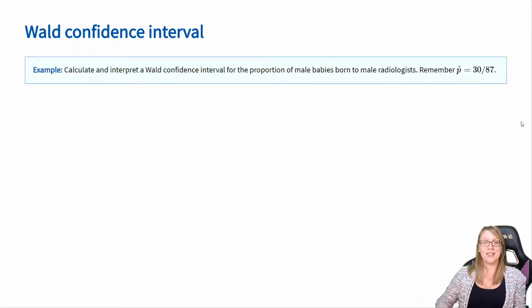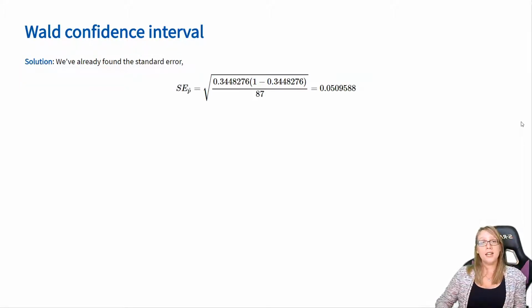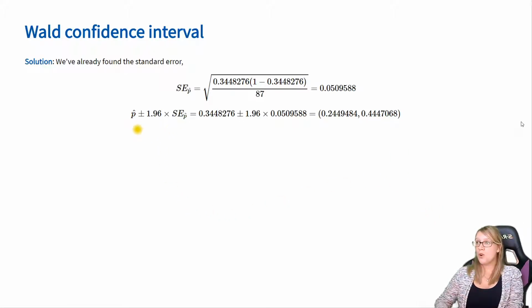So let's calculate this interval. We've got our standard error, 0.05. We'll add and subtract 1.96 times the standard error to our sample proportion p hat. So we get 0.345 plus or minus 1.96 times 0.05. We get a confidence interval here that ranges from about 0.245 to 0.445. So we're estimating that somewhere between 24.5 and 44.5% of babies born to male radiologists will be boys.